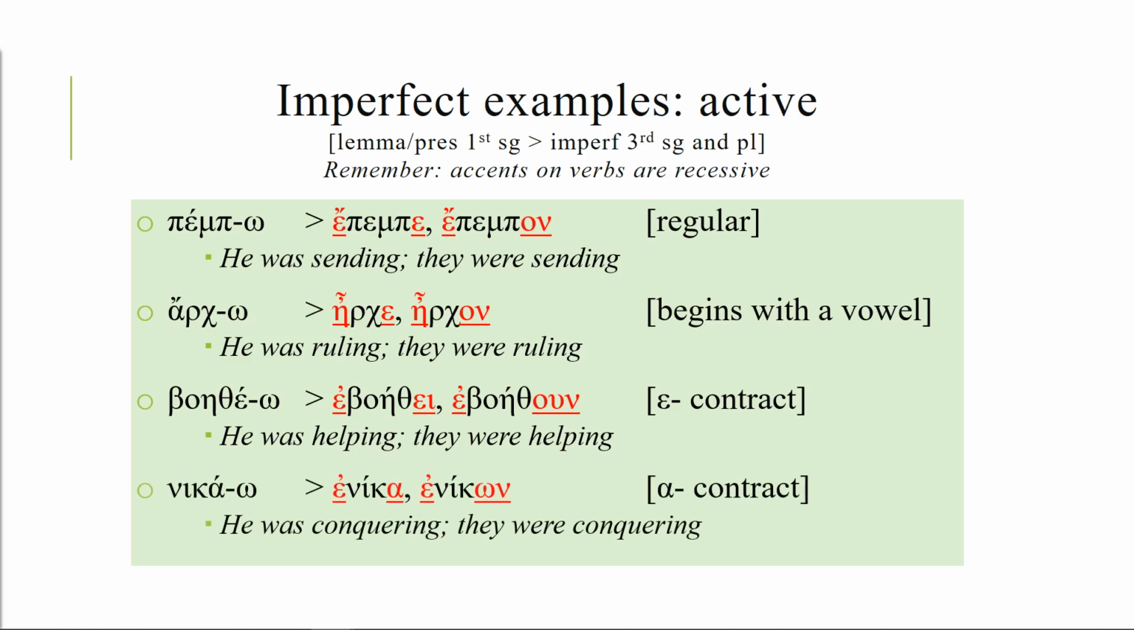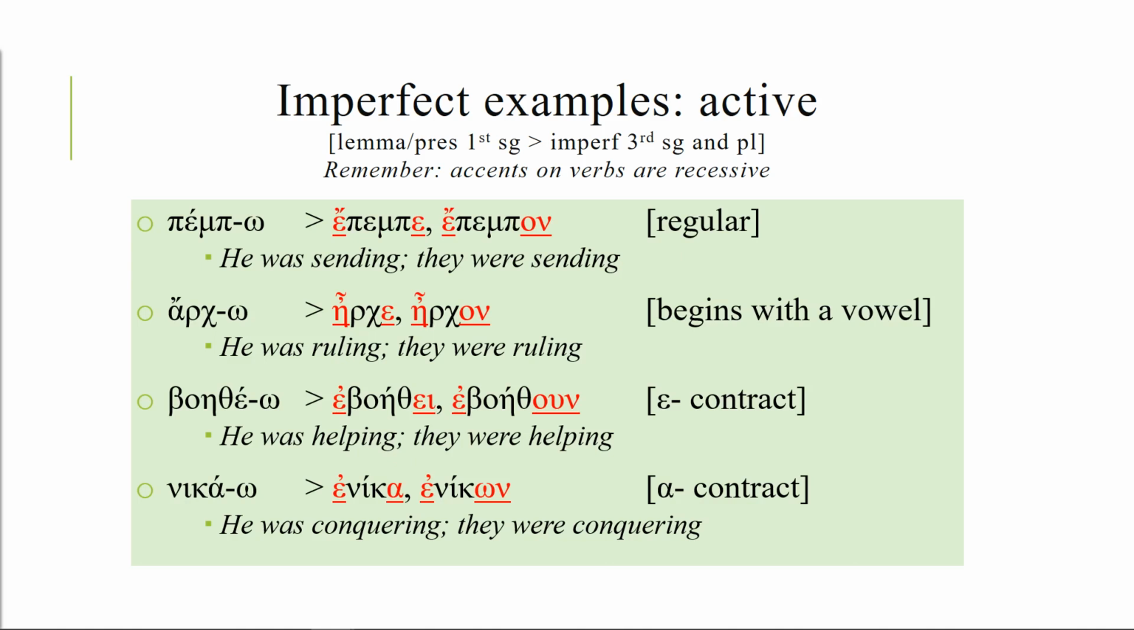Okay? Likewise with the alpha contract, he was conquering. Enika becomes a long alpha because the alpha of the stem combines with the epsilon of the personal ending and becomes a long alpha. Enikon, the alpha becomes an omega when it combines with an omicron. So he was conquering, they were conquering. So that's pretty straightforward, and that's what most verbs are going to look like.